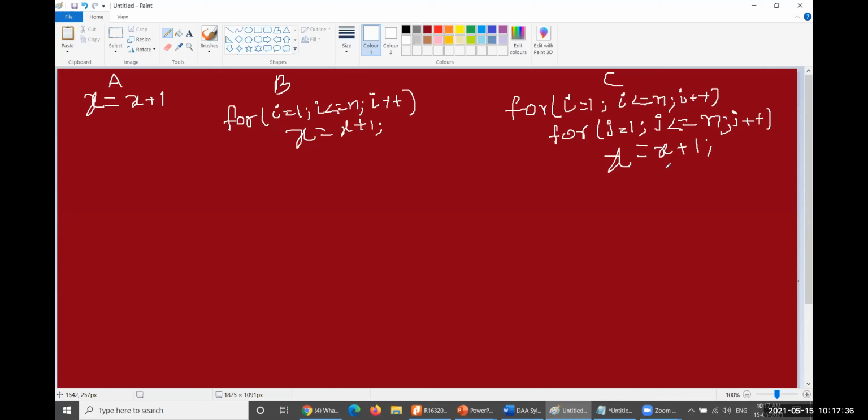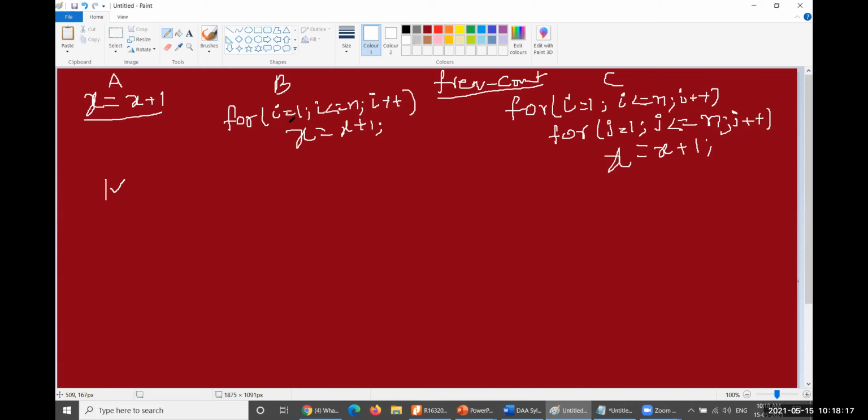We are concentrating only on x equal to x plus 1. How many times? I'm talking about the frequency count method, about frequency. I'm talking about how many times x equal to x plus 1 will be executed in program A, program B, and program C. In program A, the frequency of execution will be exactly once because it is a single statement.